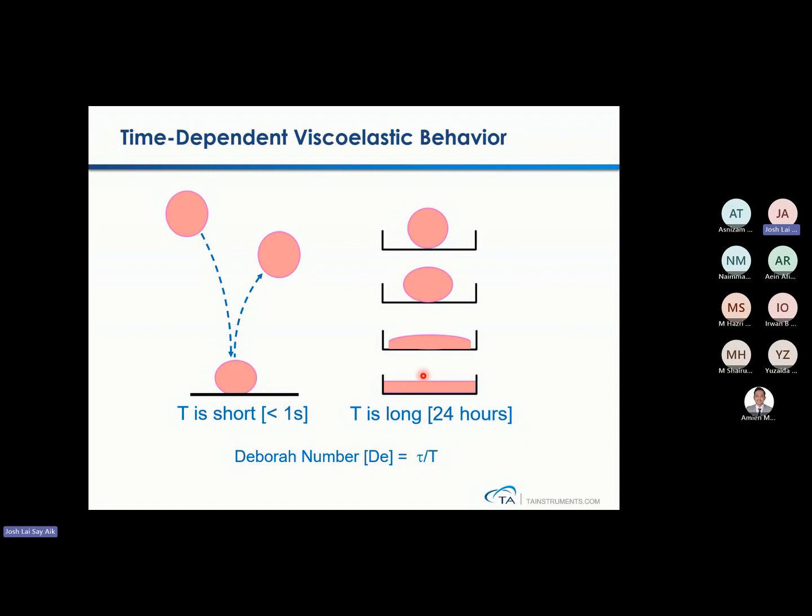So again, the viscoelastic behavior of materials will change not only by the factor of temperature, but also the deformation time, which translates to your frequency. This is the capital T. How about this small t? This small t is actually the characteristic relaxation time of a specific material.